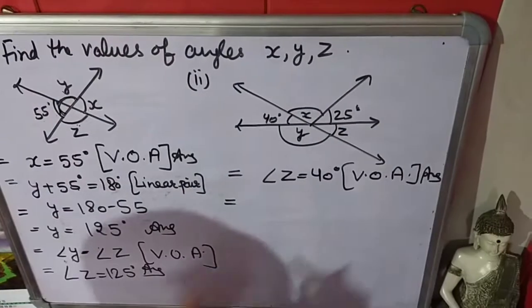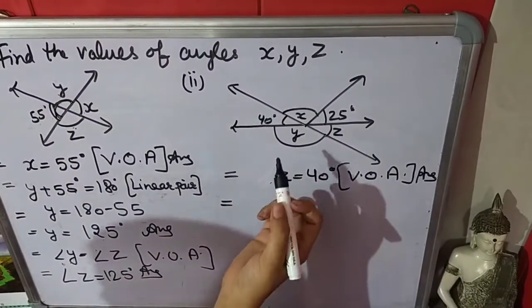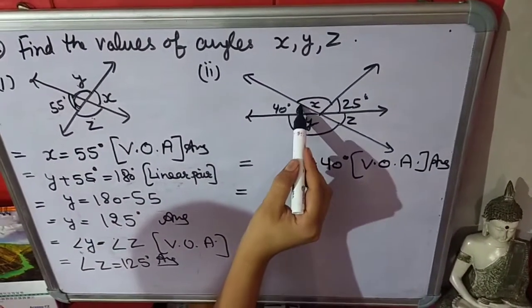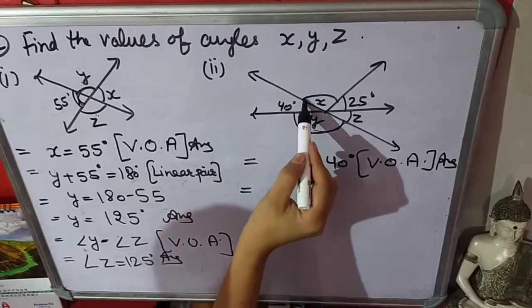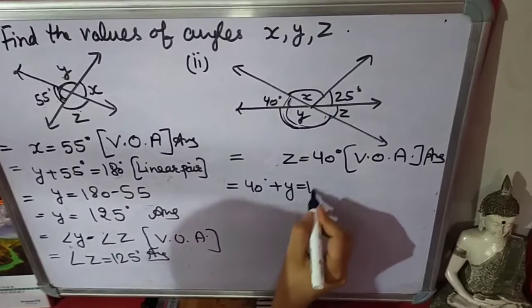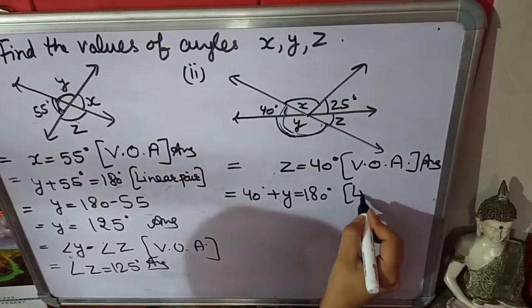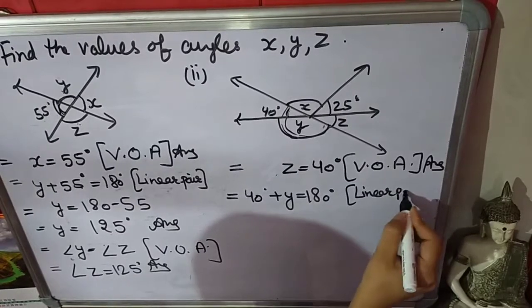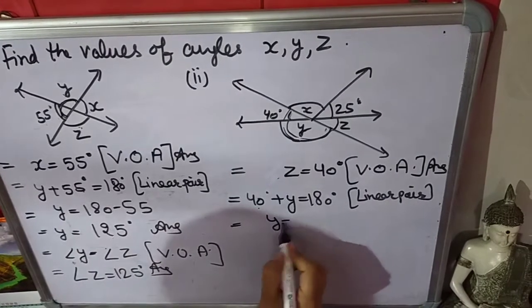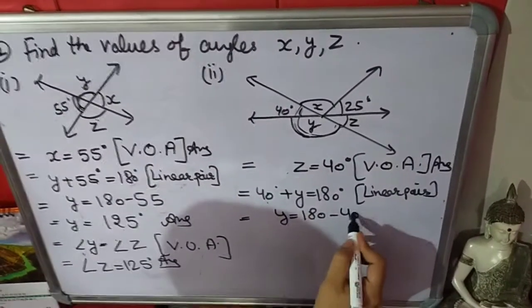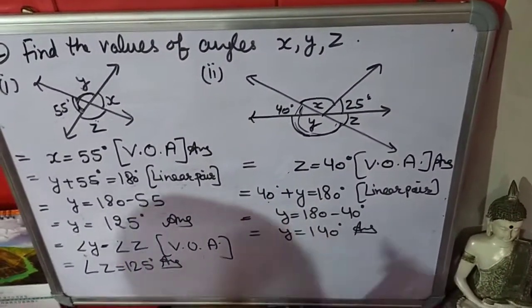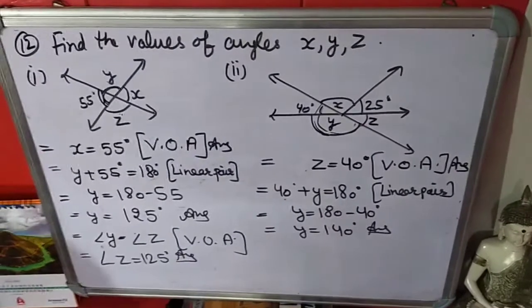Now we will check that 40 and y are making a linear pair. 40 and y, both angles are on a straight line. So 40 degrees plus y is equal to 180 degrees. Reason is because they are a linear pair. Now find the value of y. 40 is plus, when it goes to the other side it becomes minus. So y is equal to 140 degrees. This is the value of y.